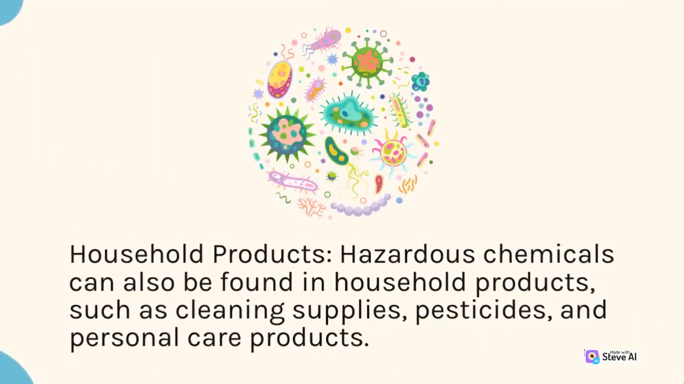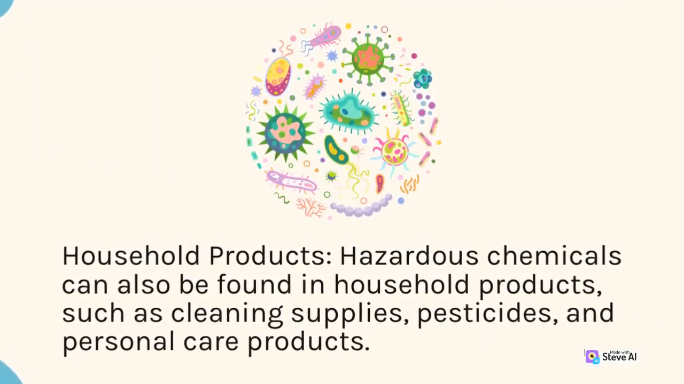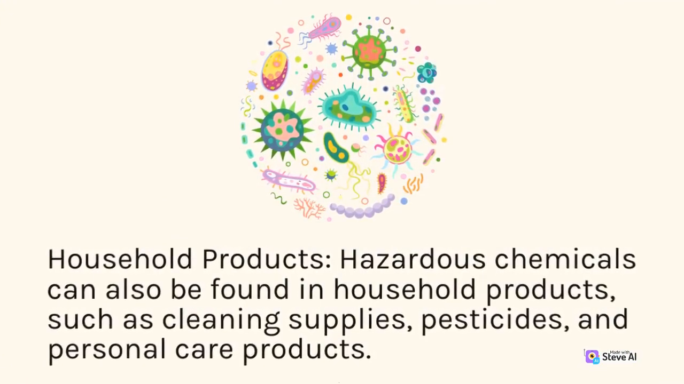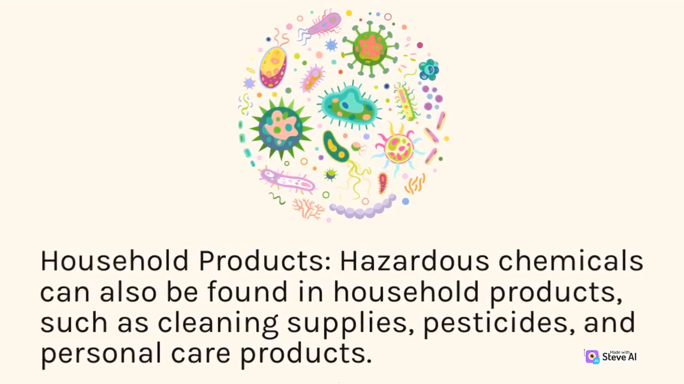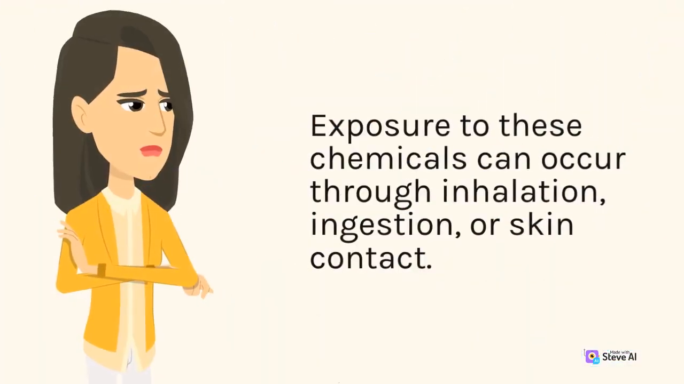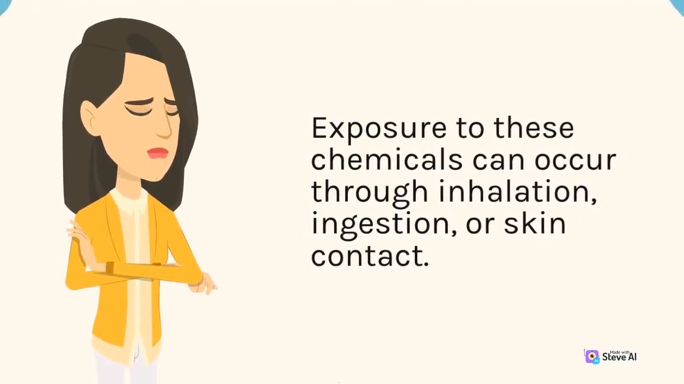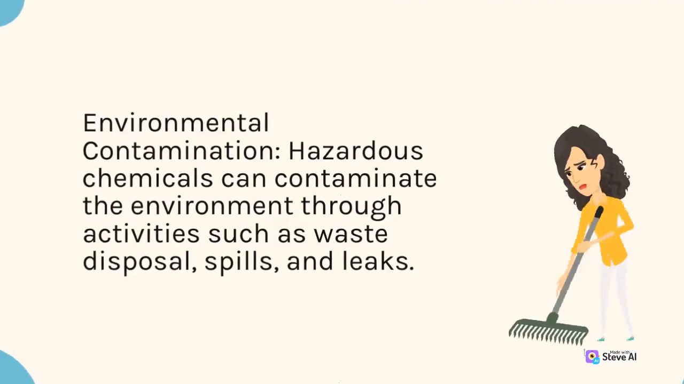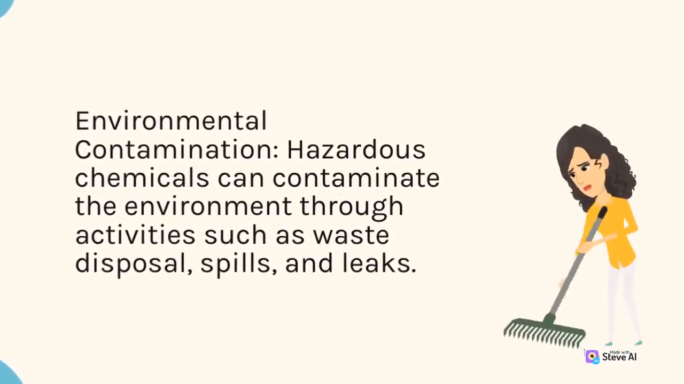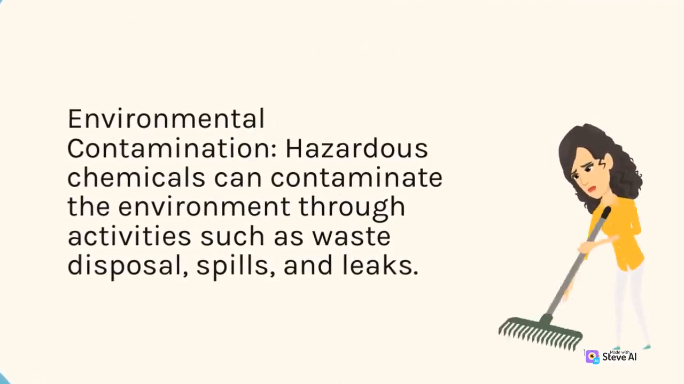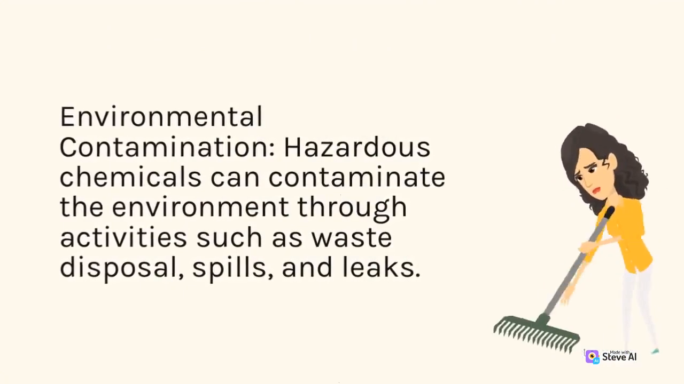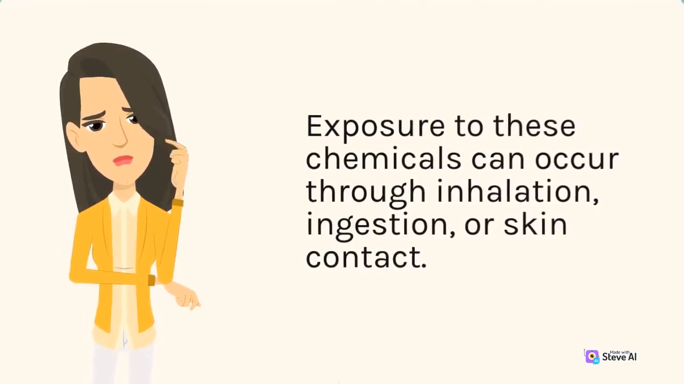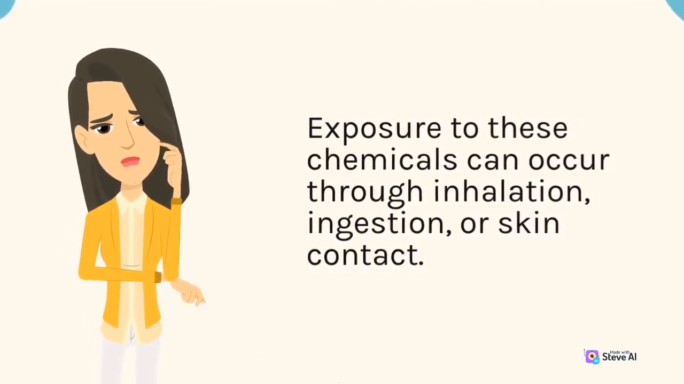Household products. Hazardous chemicals can also be found in household products, such as cleaning supplies, pesticides, and personal care products. Environmental contamination. Hazardous chemicals can contaminate the environment through activities such as waste disposal, spills, and leaks. Exposure to these chemicals can occur through inhalation, ingestion, or skin contact.